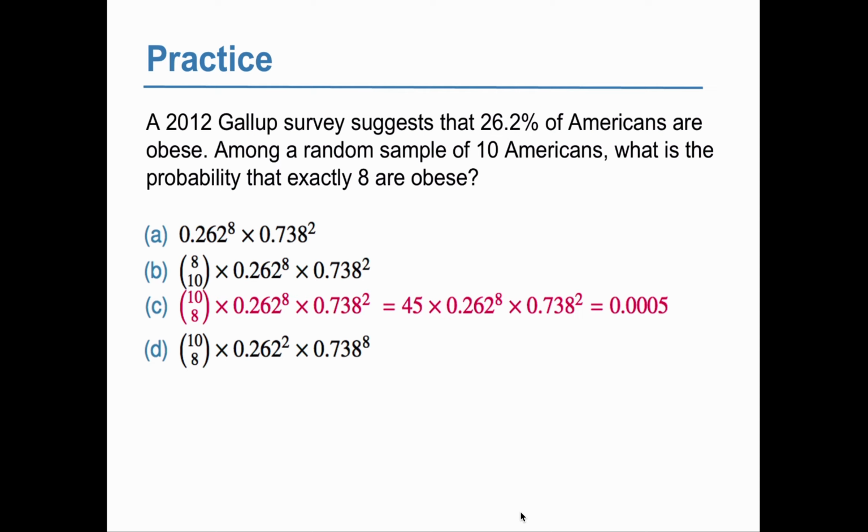And you would then plug that into your calculator and it'll tell you what it is. And it is indeed pretty low, right? 0.05%.